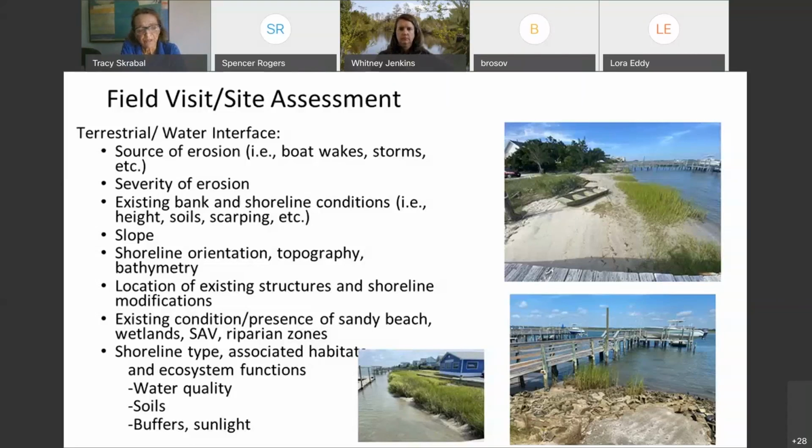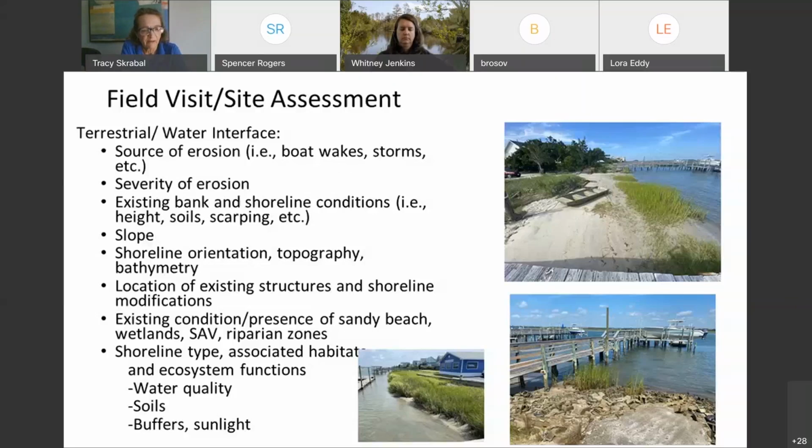And then bathymetry is, of course, the topography offshore. We want to know how shallow it is, how far out, that we've already talked about. And again, what are your existing structures? These photos that I include here, the bottom left one is in Topsail Beach.